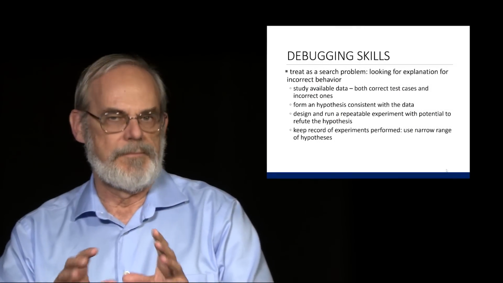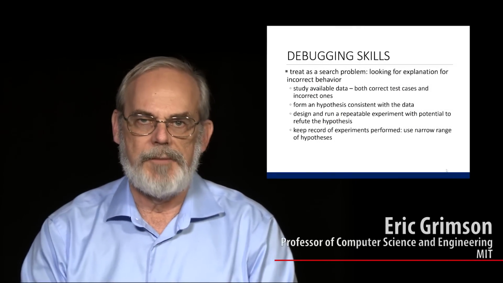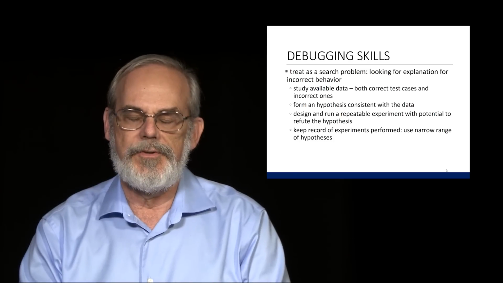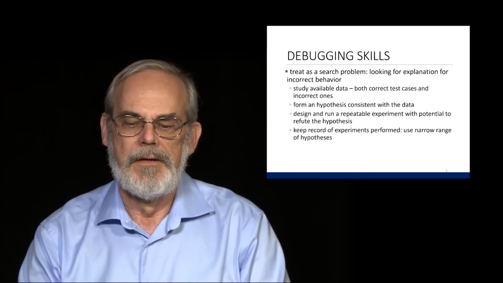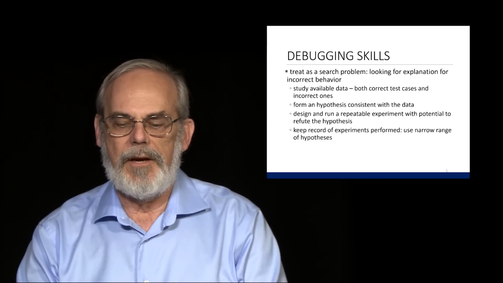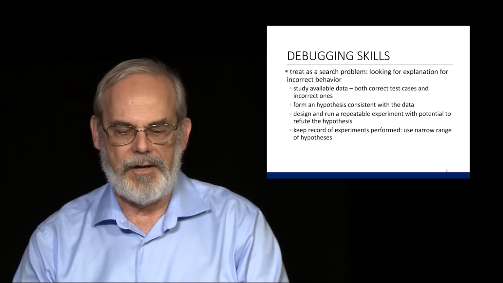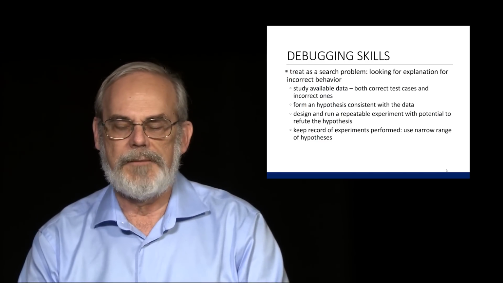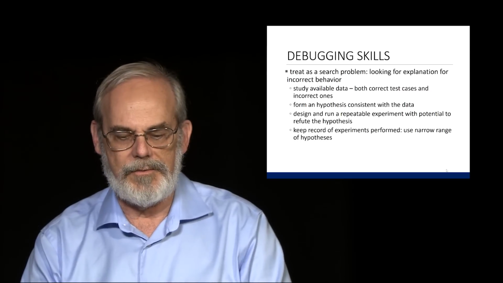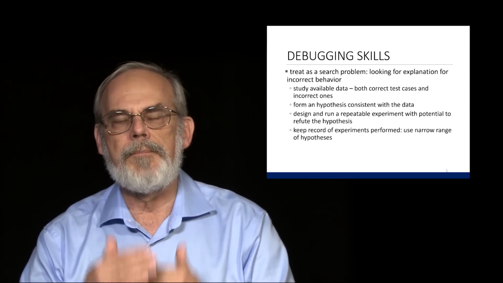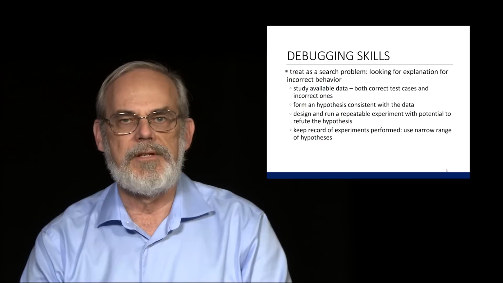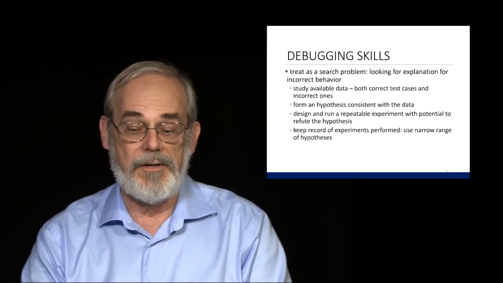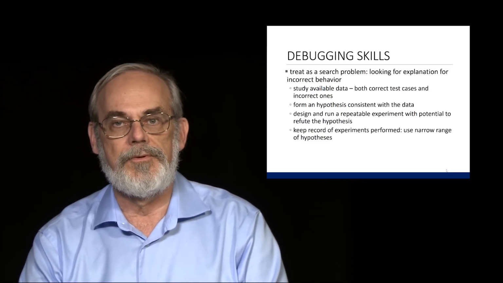I want to show you one somewhat more explicit example of doing debugging. And I want to do this to highlight this idea of treating debugging as a search problem. We've already talked about it, but basically I want to look for an explanation for the incorrect behavior. And I'm going to do that, as I said, by looking at the available data, both the correct cases and the incorrect ones, and trying to come up with a hypothesis about why I'm seeing that behavior, something consistent with the data. Then design and run a repeatable experiment that has the potential to refute the hypothesis.